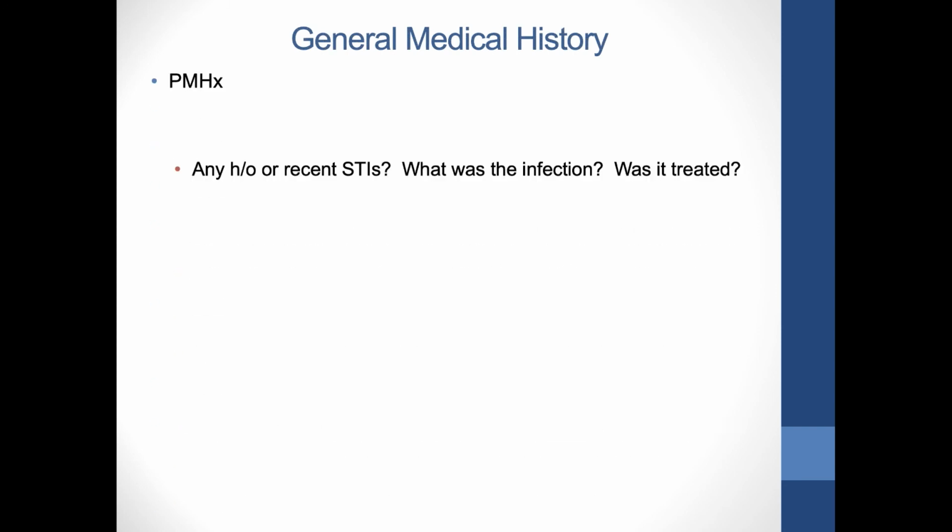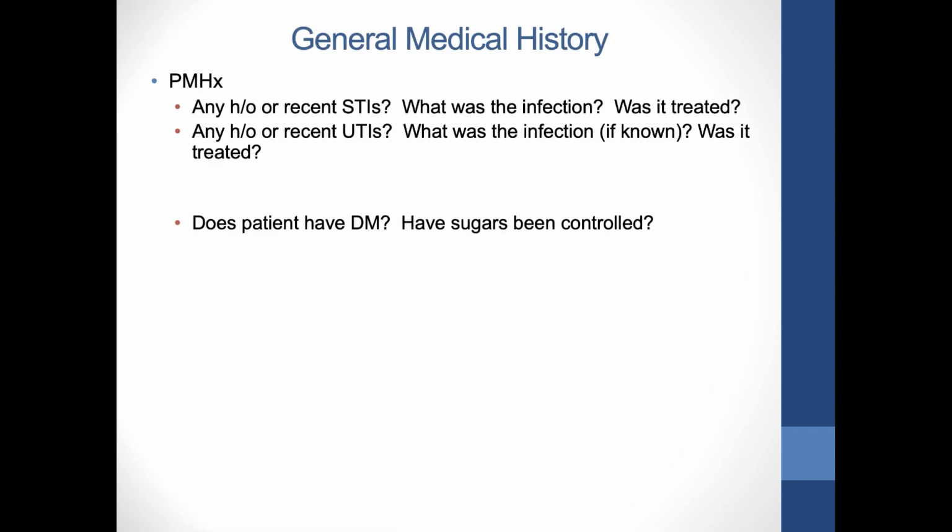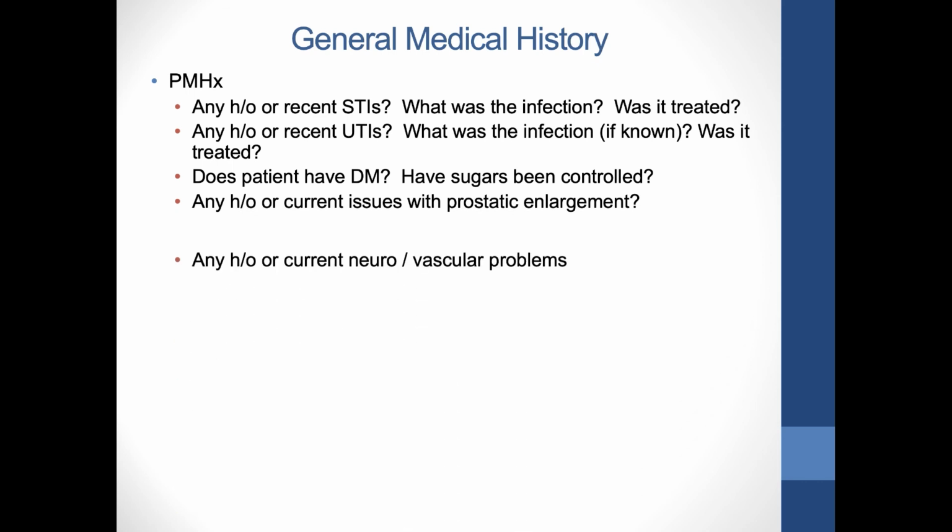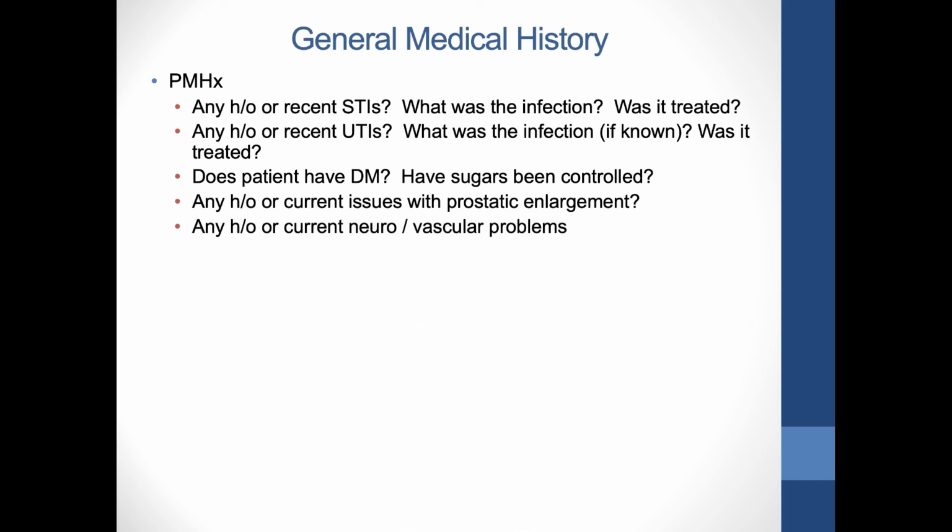Then we'll move on to their general medical history. If they had a history of STIs, as we had mentioned, when was the infection? How was it treated? Any current or history of UTIs? When was it? How was it treated? Do they have diabetes? Have their blood sugars been controlled? History of current issues with their prostate? History or current issues with neurovascular problems?